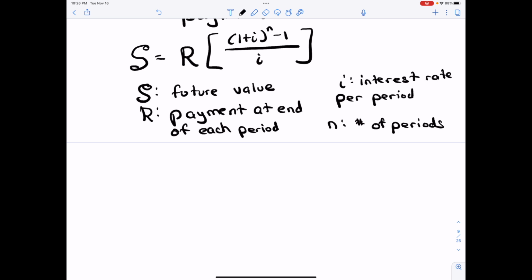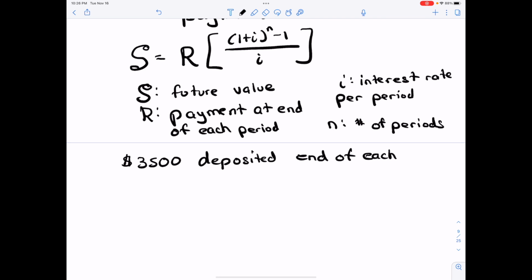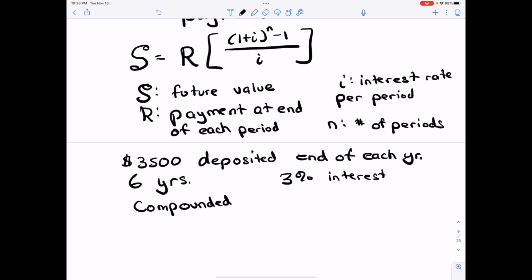Let's say a gentleman named Clayton deposited $3,500 at the end of each year. And this is done for 6 years in an account paying 3% interest, and this interest is compounded annually. Okay, and we want to find the future value.